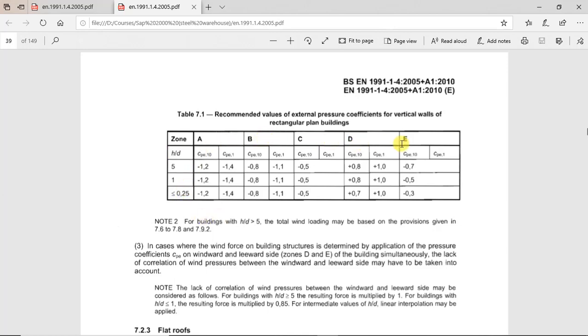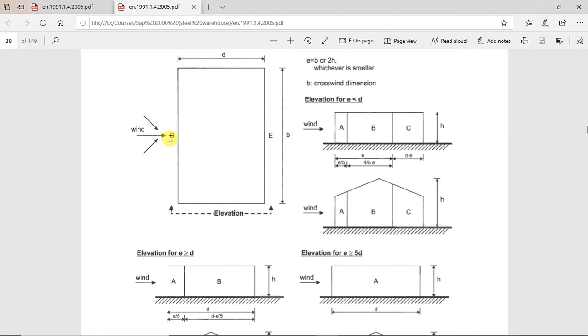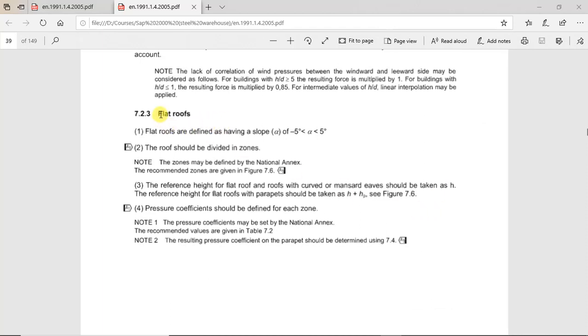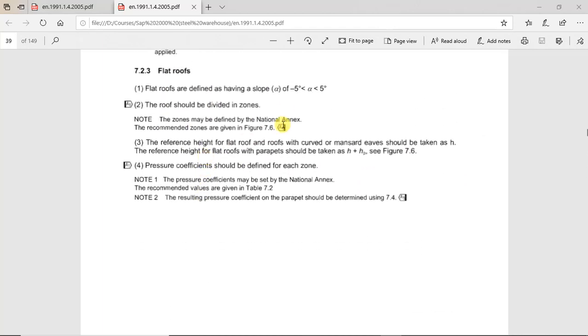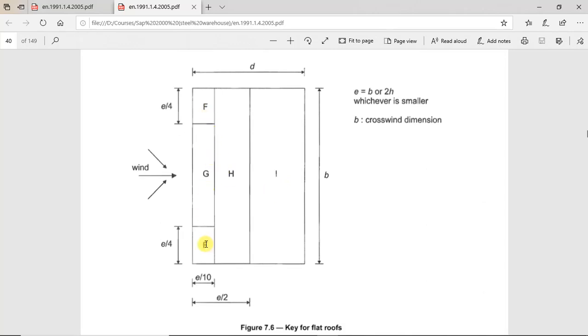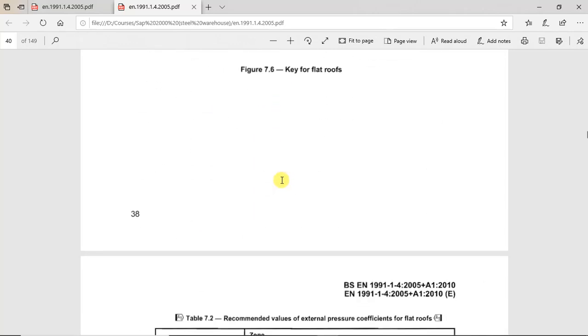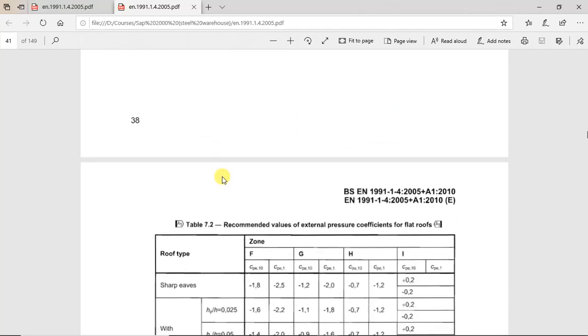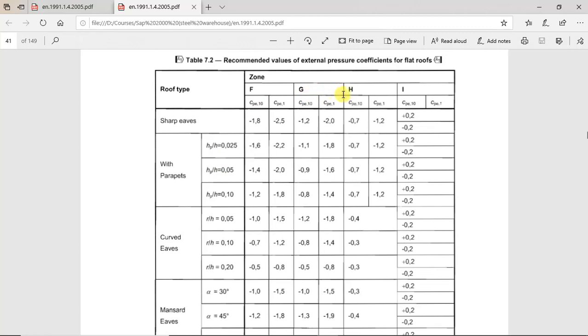So A, B, C, D, E, D and E, and A, B, C. For the roof, that depends on the type. Flat roofs, the angle minus 5 and 5, the shape F, G, F, H, I. D and B, direction of wind, E divided by 4, and E is B or 2H, whichever is smaller. So zone F, G, H, I.